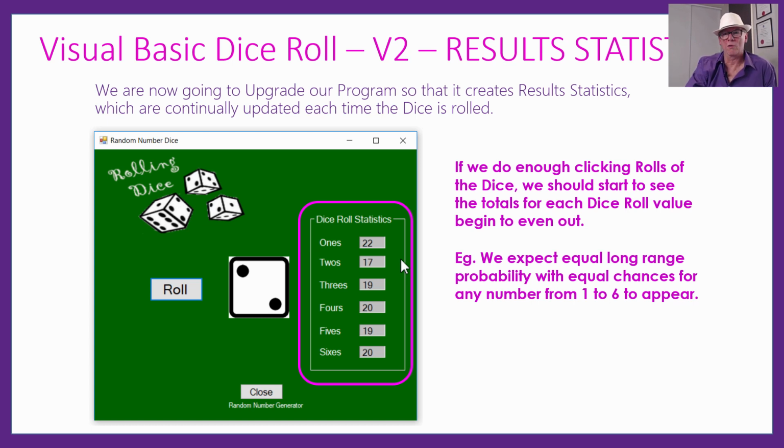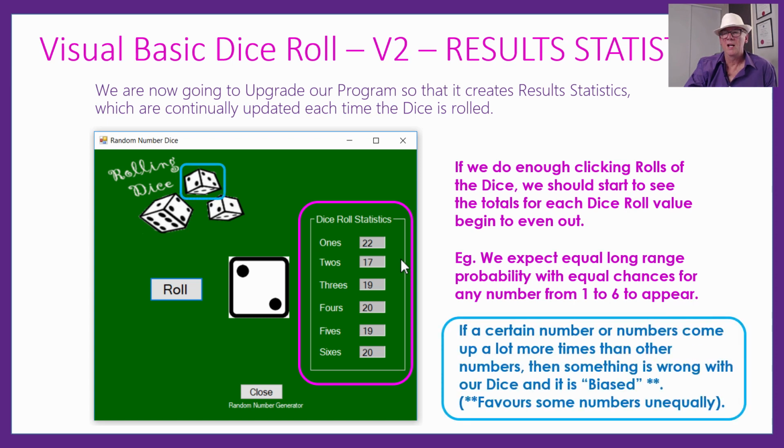We're doing computer programming. So yeah, there's long range. You expect all those numbers to even out on average with long range probability. Now, if certain numbers seem to come up a lot more times than the others, then something's wrong with the dice, and we say that the dice is biased.